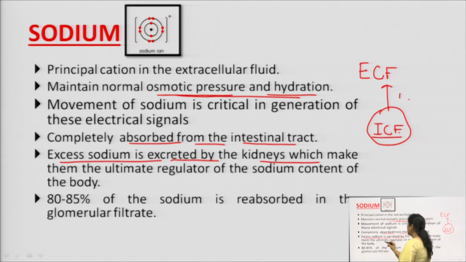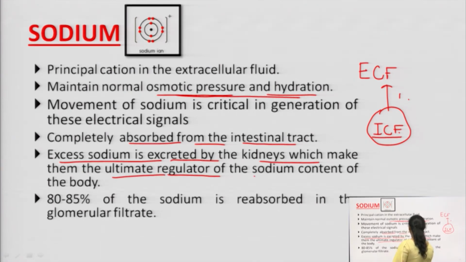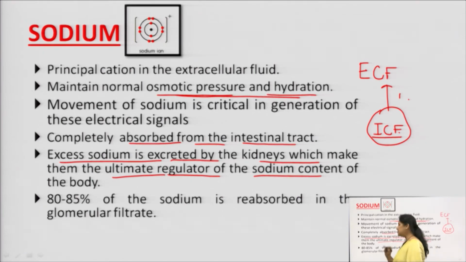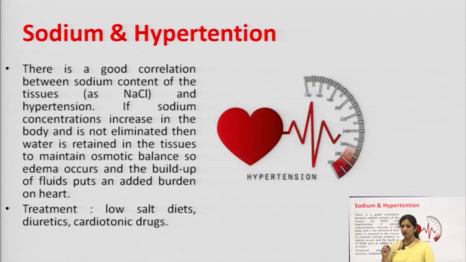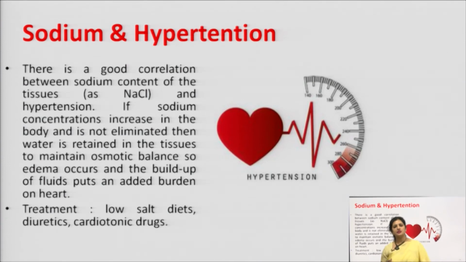The kidney is the ultimate regulator of the sodium content, and 80 to 85% of sodium is reabsorbed in the glomerular filtrate. So we know what is going to happen to the sodium. Fine. Now there is a good correlation between sodium content of the tissues, in the form of say sodium chloride, and the hypertension, that is the high blood pressure. Many people around you, one or the other in your family, must be suffering from hypertension, that is high BP. They all are taking medicines to survive, and it is a sort of disease which is chronic.